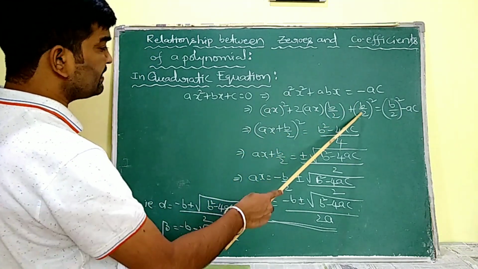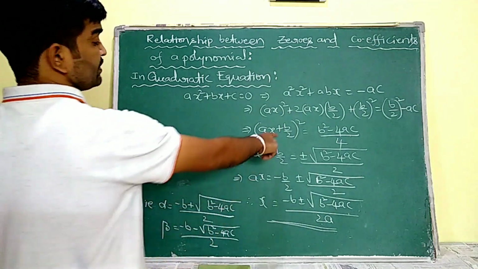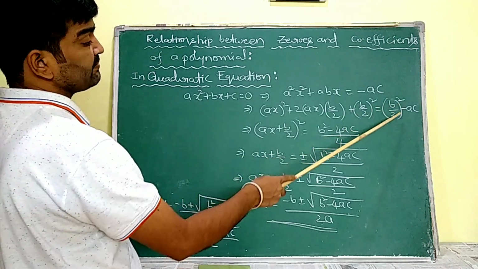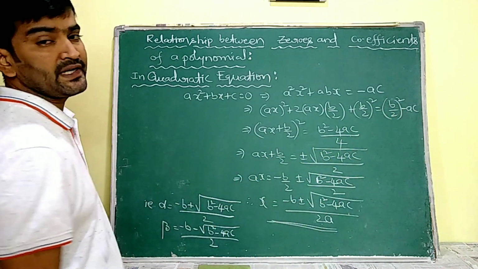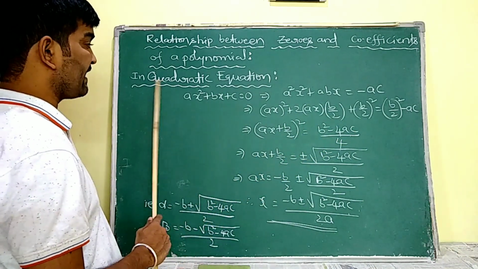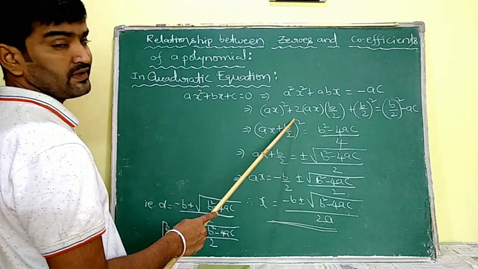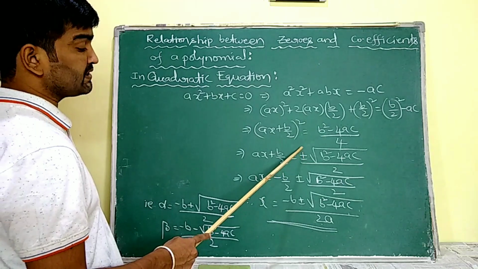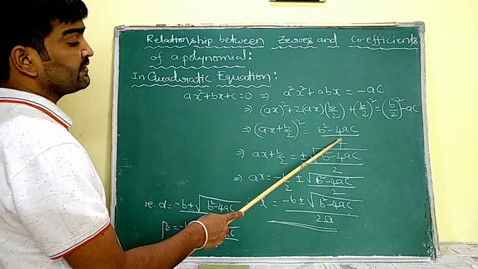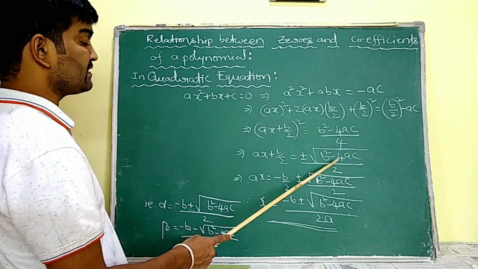So the entire left side value becomes ax plus b by 2 whole square, and the right side value is b square by 4 minus ac. By taking the LCM, b square minus 4ac by 4. I want the x value, so I don't want this square. So I am transferring this square to the right hand side. Then it becomes plus or minus root over b square minus 4ac by 4. Root 4 means 2, so directly I wrote it as 2.